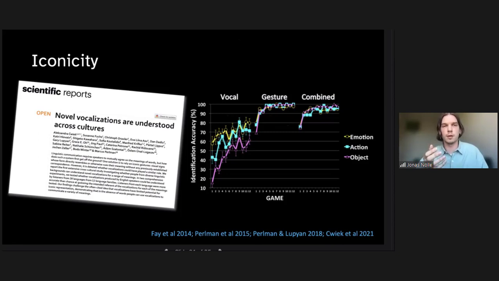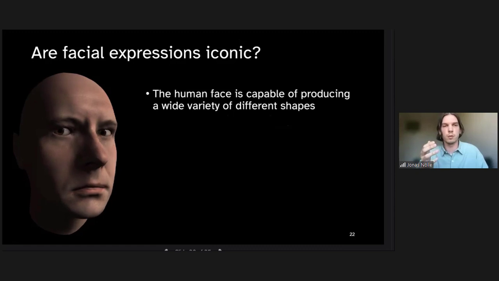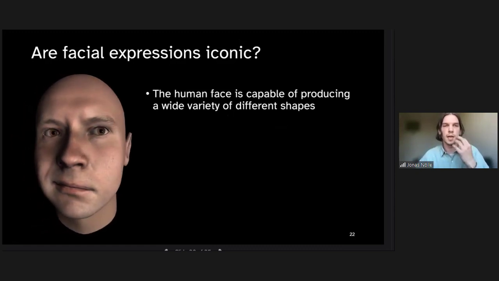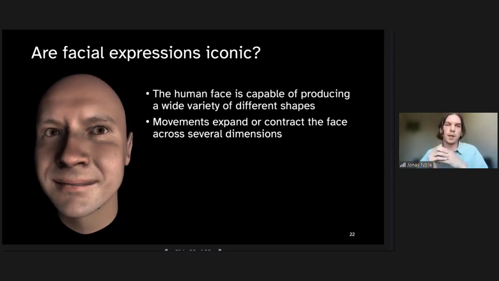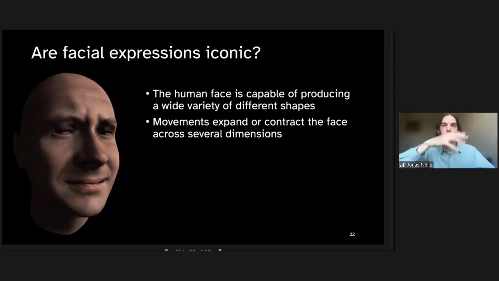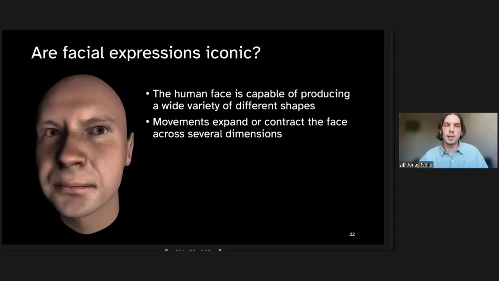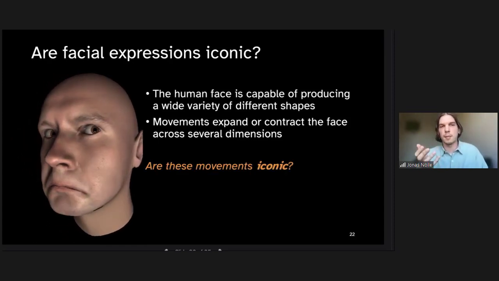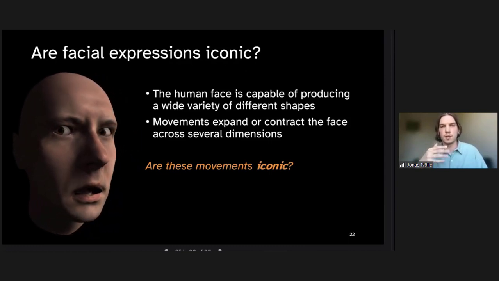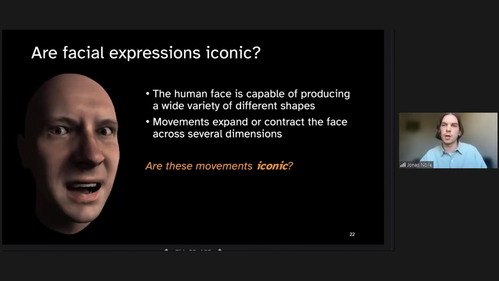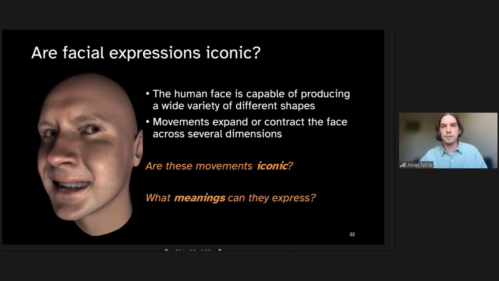So if we think about the signaling space, the human face is actually capable of producing a wide variety of different shapes that expand or contract the face, that stretch and scrunch the face across several dimensions, almost like gestures in 3D space. And so the question is, do these movements actually have some iconic potential, and could they also be used in conversations, for example, to emphasize points or even to visualize what we're talking about? And if so, what meanings can they actually express?